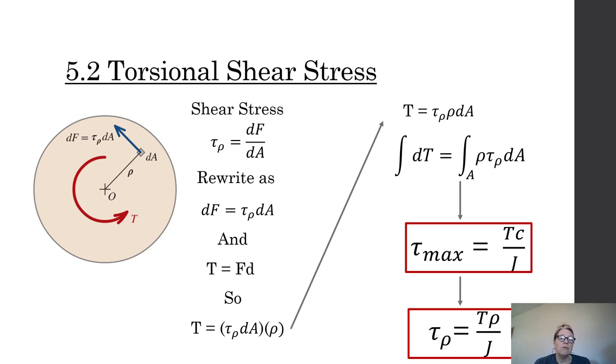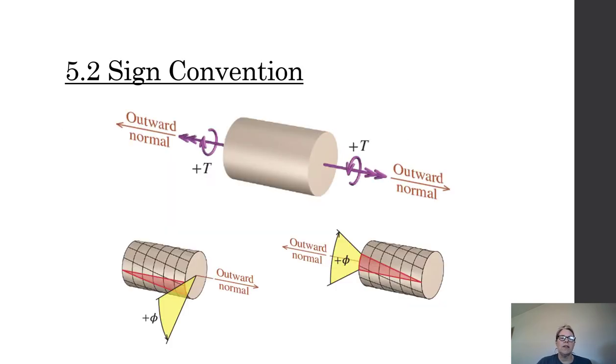Then we could also find the shear stress anywhere along the radial length. In that case, it's going to be T, the torque, times the radial length, so it could be like half the radius, divided by J. Again, we'll get into J, but J is very similar to I when we're looking at bending. J is the same thing for torque. So here's our equation: maximum shear stress equals Tc over J, and shear stress equals T rho over J for anywhere along that radial length.